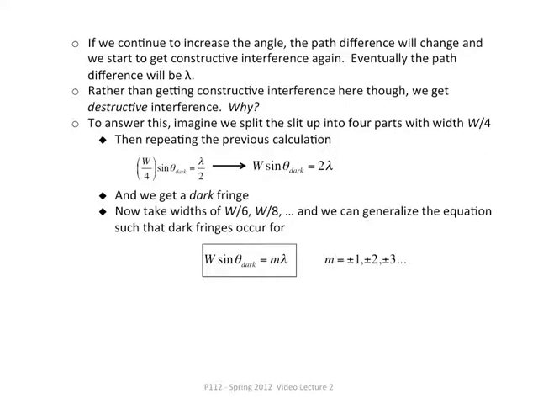And remember, before we just had W sine theta equals lambda. Here we have W sine theta equals 2 lambda, and if we generalize it, we see that W sine theta equals m times lambda, where again m is our set of integers. Not 0, because we know that at 0 we do get the bright central fringe. All of the distances are the same. But it can be plus or minus 1. So the plus simply means to one side of the central fringe. The minus means to the other side of the central fringe.